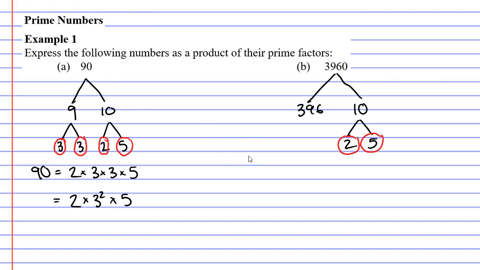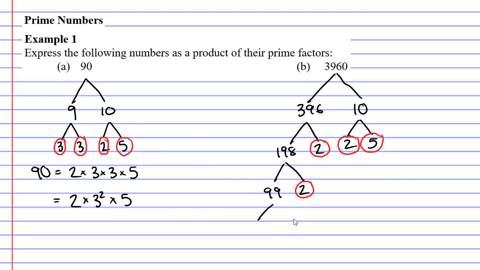Now moving on to the number 396. 396 can be broken into the factors 2 and 198. The 2 is a prime number, so I'm going to circle it. That branch ends at the 2. The 198 can be broken into two factors of 99 and 2. Once again, I have another prime number.